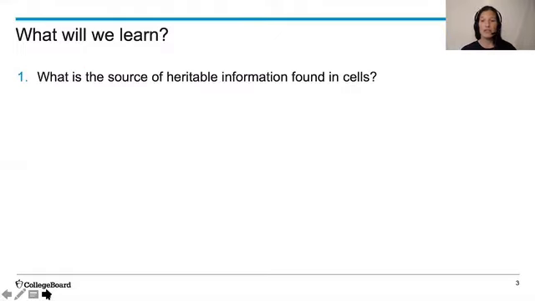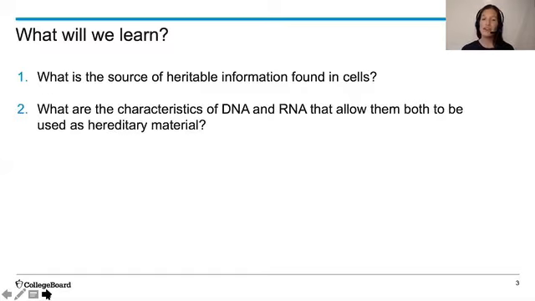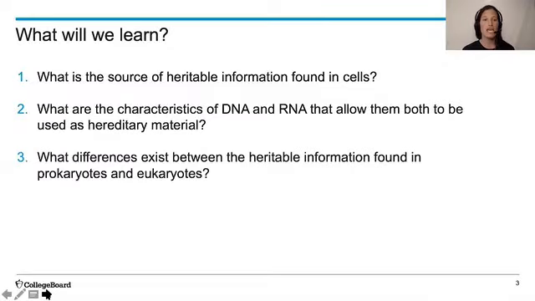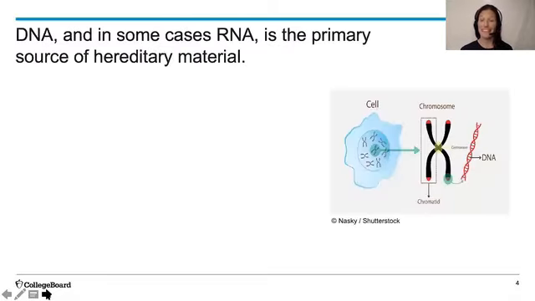We are going to attempt to answer the question, what is the source of heritable information found in cells? What are the characteristics of DNA and RNA that allow them both to be used as hereditary material? And what differences exist between the heritable information found in prokaryotes and eukaryotes? So let's dive into it.